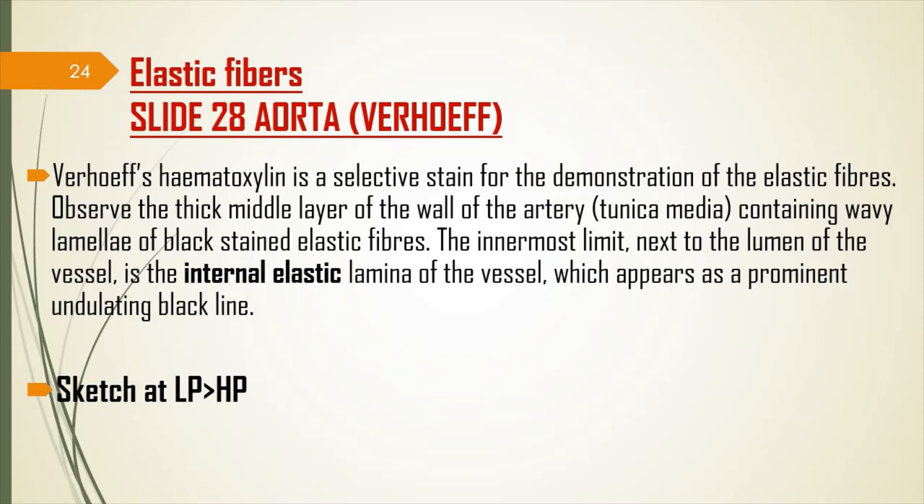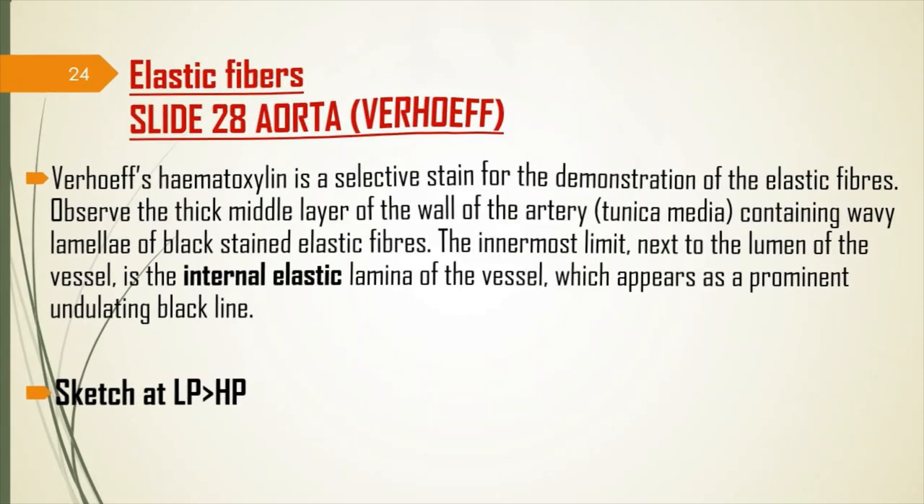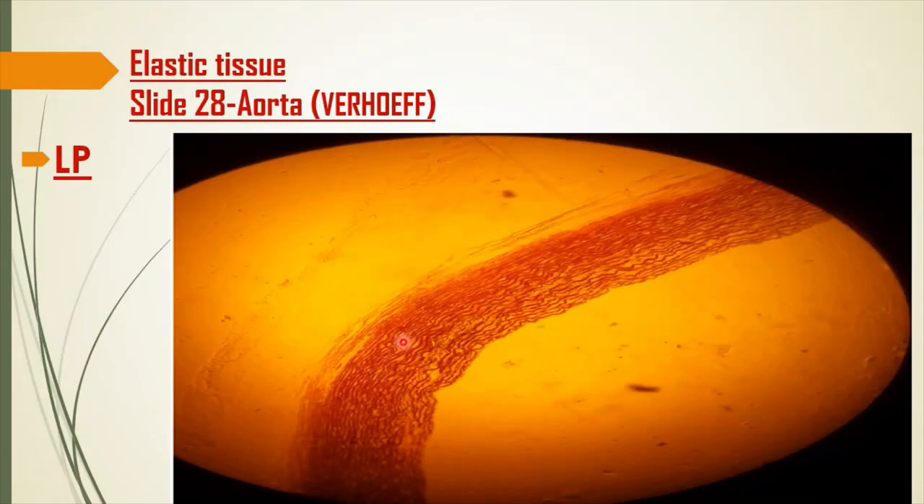Remember, blood vessels have got three layers. The innermost tunica interna, the middle tunica media, and the outermost tunica externa. So you draw or sketch this at high power and at low power. So this is low power representation. So this one is showing the tunica media. And these fibers that you're able to see here, these are the elastic fibers that are found in the aorta.